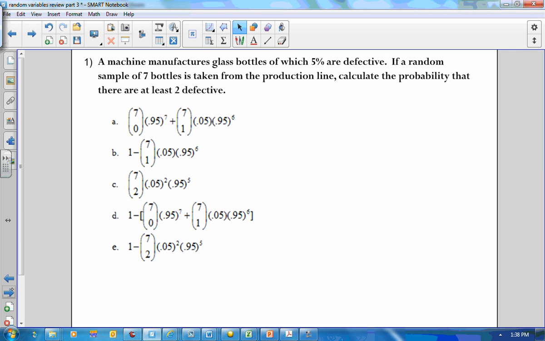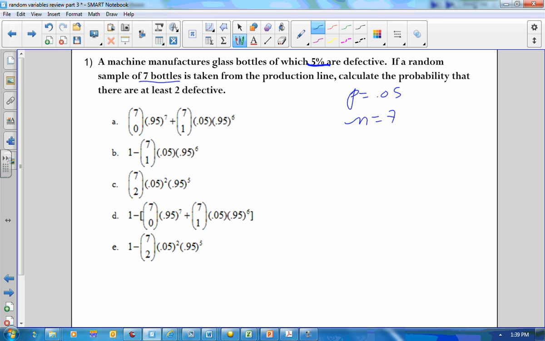Okay, before I wrap this up, oftentimes you'll get a multiple choice question, and instead of the answer being computed, it's given in formula form. So take a look at this one. It says a machine manufactures glass bottles of which 5% are defective. Okay, so I know that 5% is going to be my probability of success. If a random sample of 7 bottles, let me write that down, n equals 7, is taken from the production line, count the probability that at least 2 are defective. At least 2 are defective.